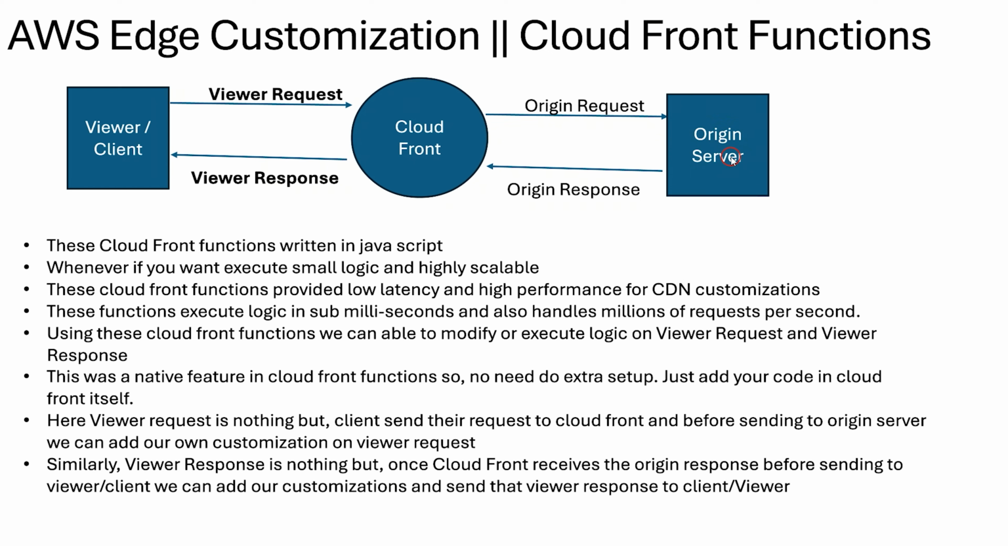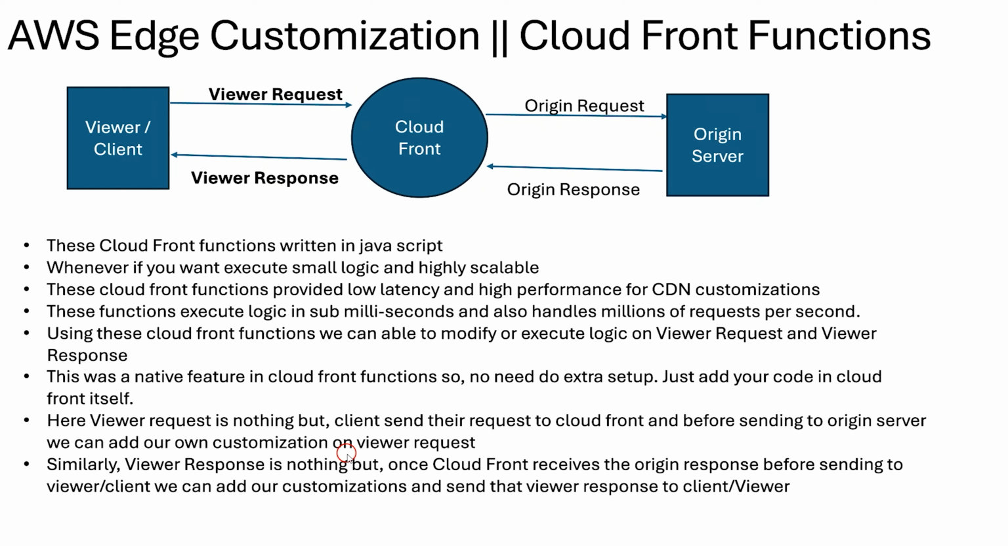Now the origin server will serve the response based on the language, for example an Indian language, and send that response back. And when sending the response to the viewer, we can also add some customization. For example, Indian languages are sent, and since we know the particular location, for example Andhra, it will convert all the response to Telugu and send that viewer response to the client. So like that, the CloudFront function handles viewer request and viewer response. Okay, that is viewer request.